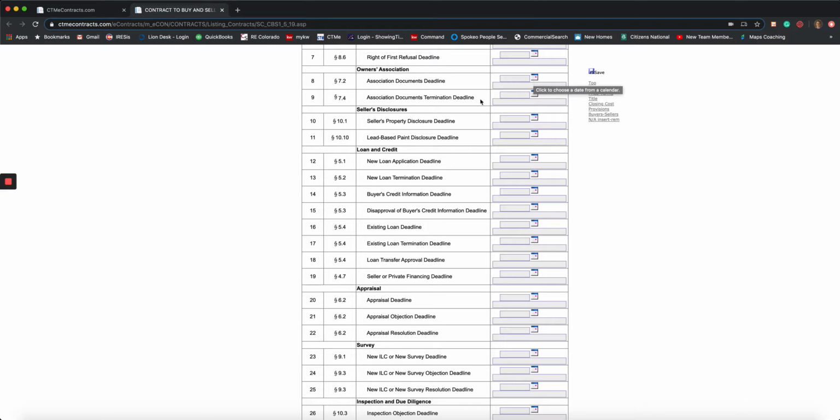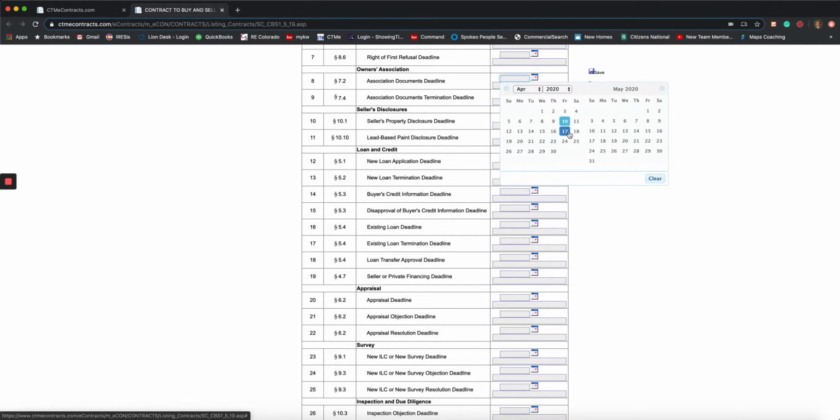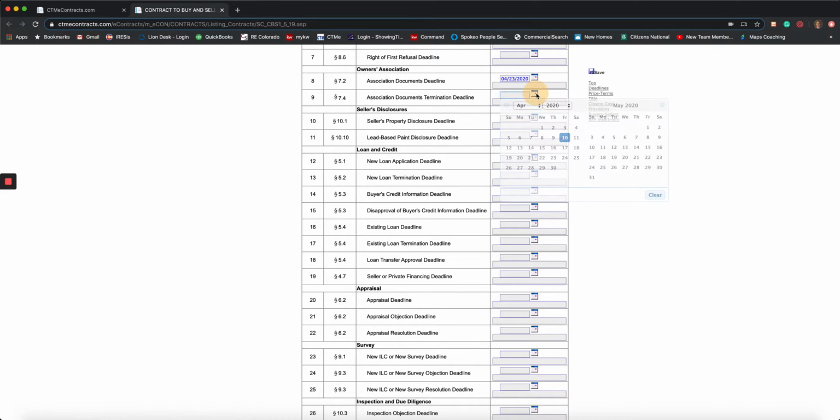And then there's a deadline for buyer's review. If there's something in the documents that they do not like, they do have the right to terminate as long as you put this deadline in here. So HOAs can take anywhere from a week to 2 weeks. I like to go on the latter just in case it does take some time. So I might put something along the lines of the 23rd and then give them that full weekend to then review.